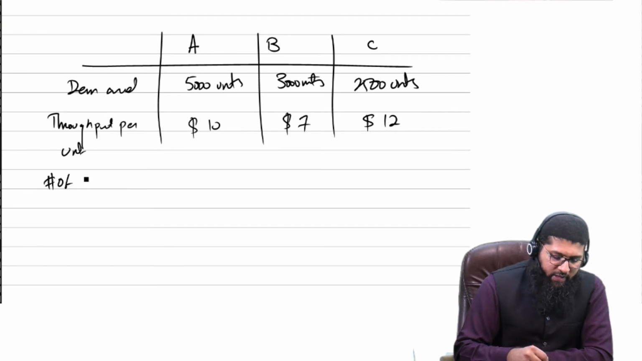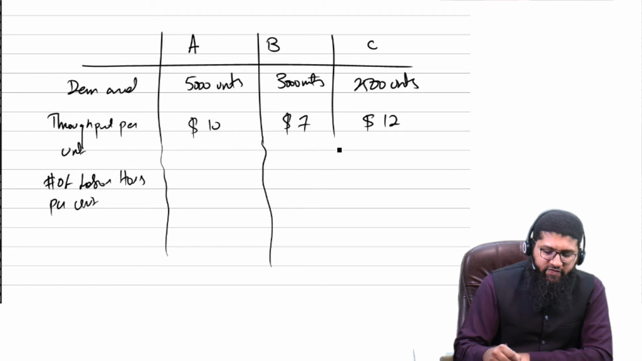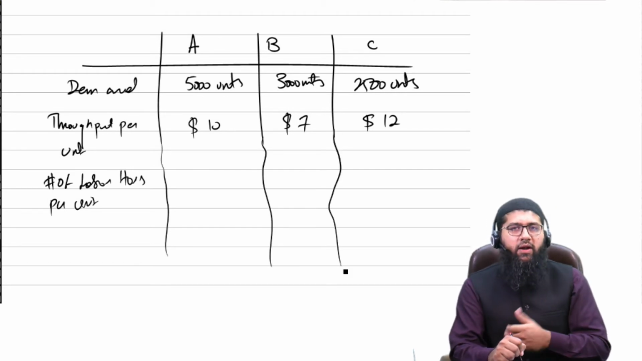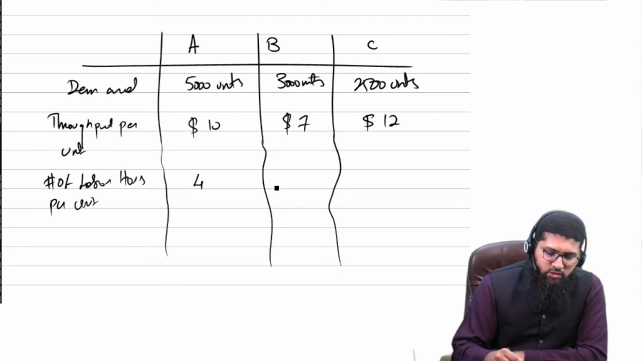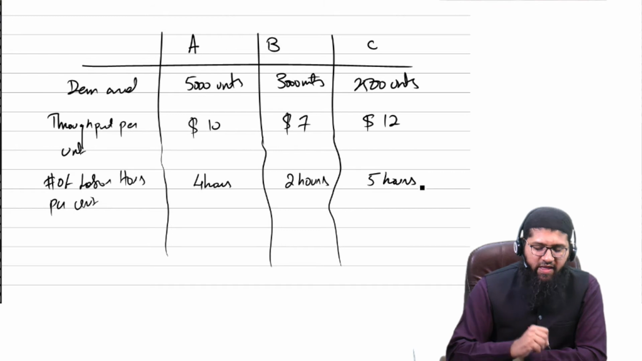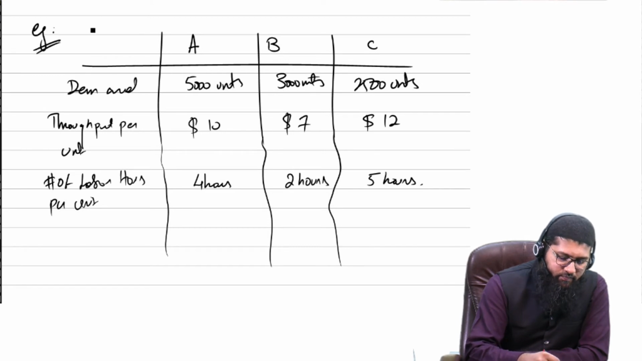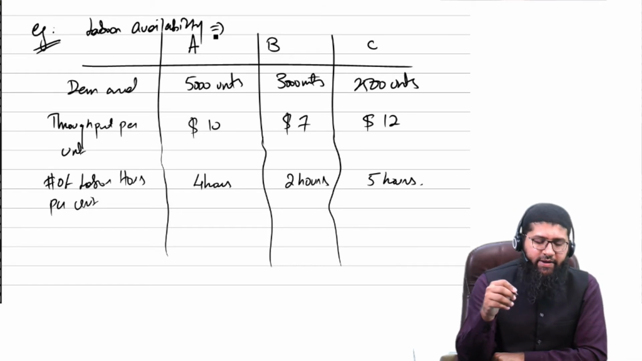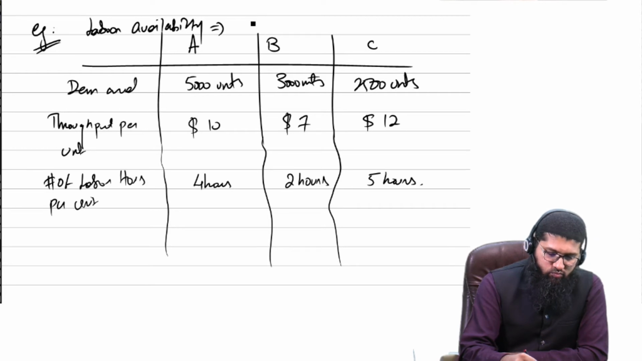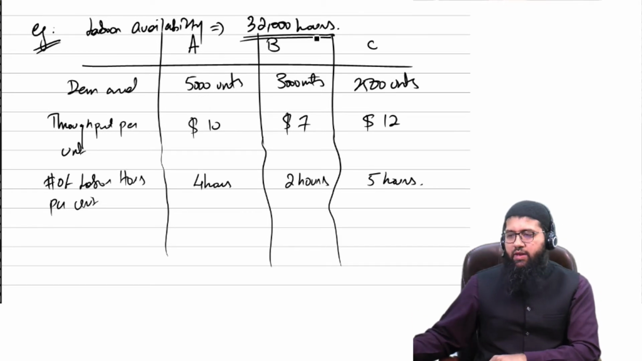The number of labor hours per unit, I'm just assuming that labor is the bottleneck resource. So the number of labor hours is 4 hours, 2 hours, and 5 hours. And let's say the labor availability is 32,000 hours. The labor availability is 32,000 hours.